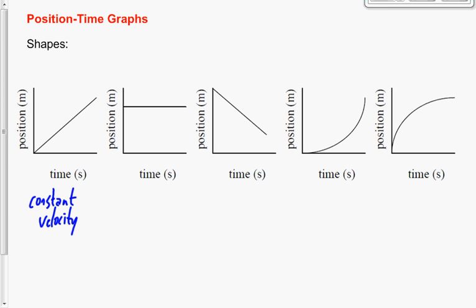What about the next one? This one's a bit tougher. It's also a straight line, but it's a straight horizontal line. You can tell me what this one represents. You got an object represented by this graph here. What's this object doing? Nothing. It's at rest. It's not moving. It's stopped.